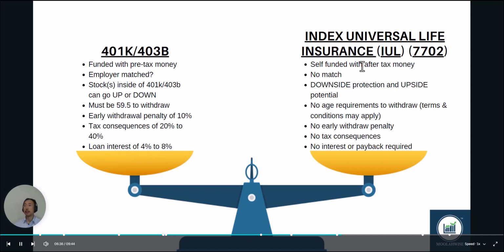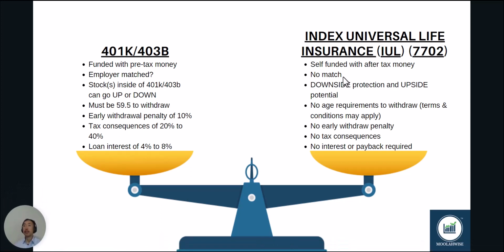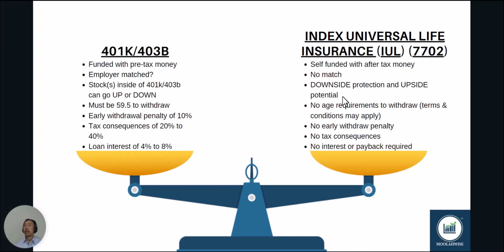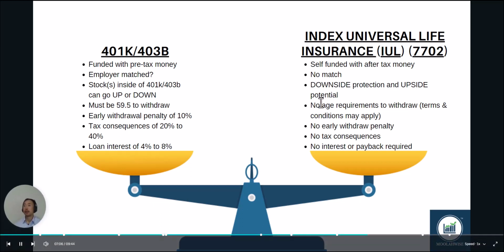In an IUL, it's self-funded with after-tax money. There's no match because you're putting this in for yourself and your family, so there's really no employer match. But one of the best features that this has is downside protection and upside potential, meaning if the market goes to a certain level, then your money is safe, you don't go negative. And then upside potential, you can get up to double-digit returns. There's no age requirement to withdraw, but there are some terms and conditions that may apply.